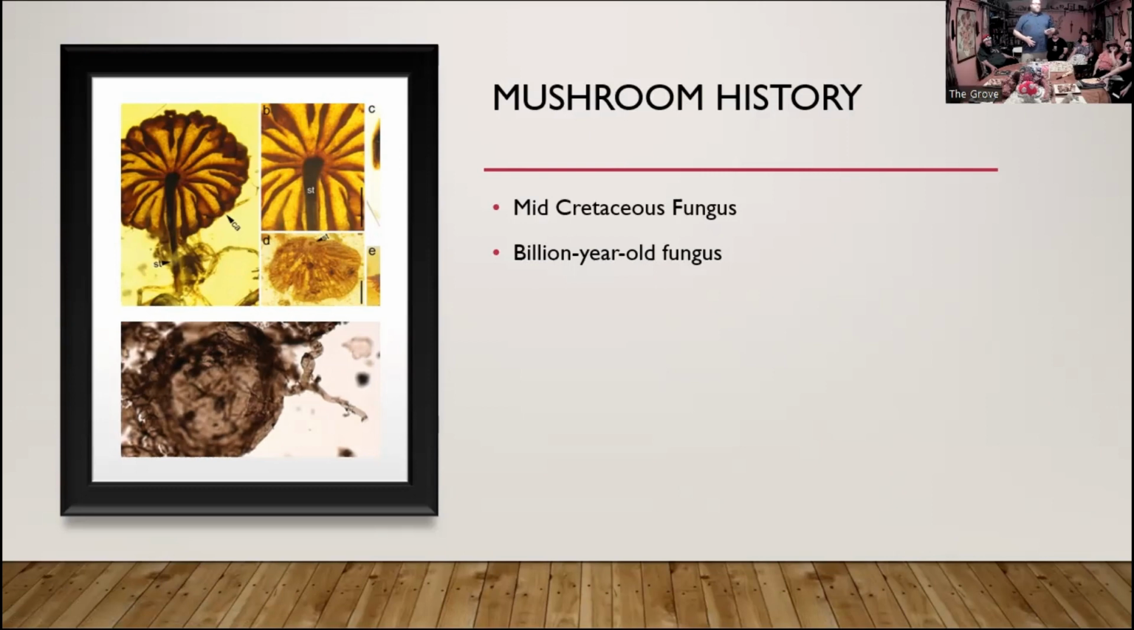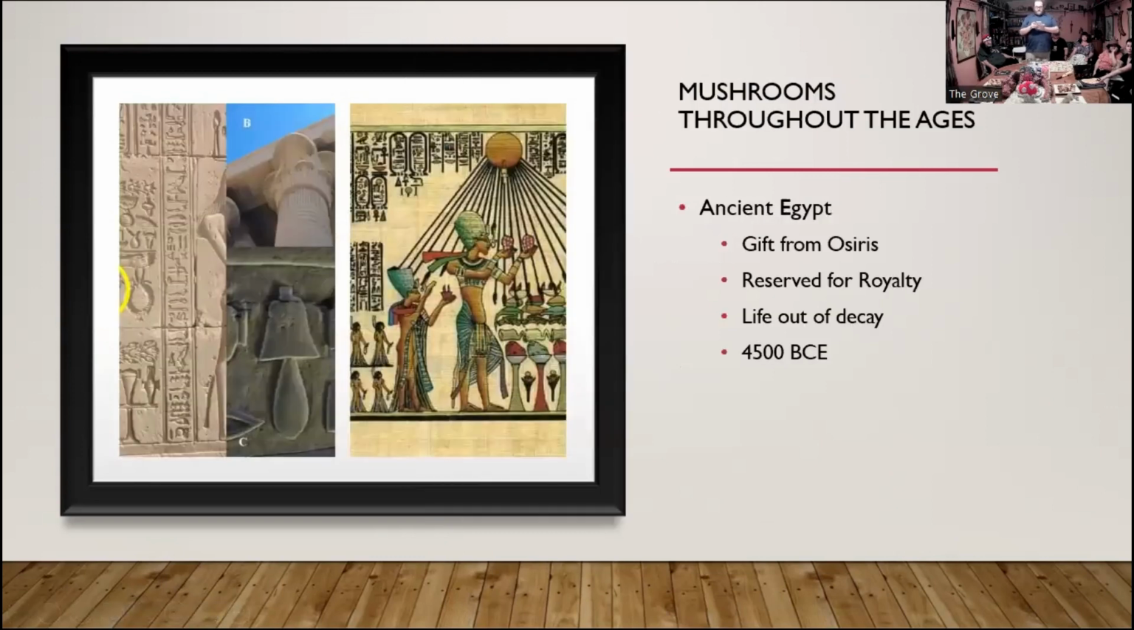And then we'll go to a little bit more ancient history, but not as far back: we'll go into ancient Egypt. So to give you a picture of how mushrooms were seen in ancient Egypt, it was considered a gift from Osiris. It was reserved for royalty, so Pharaoh and his favorites, the higher ranking in society. And what they considered was life out of decay.